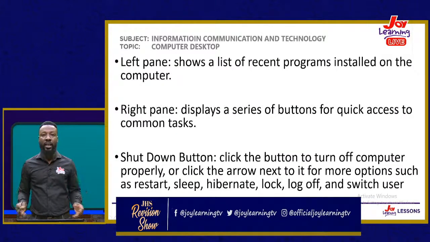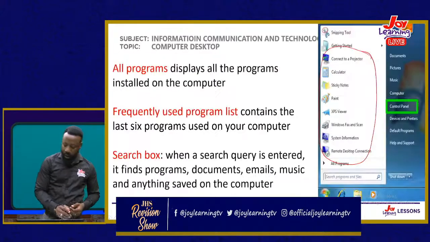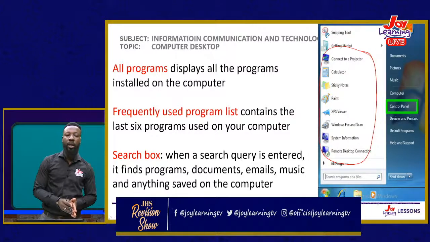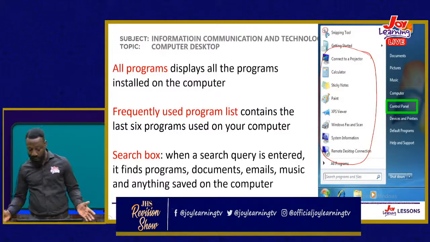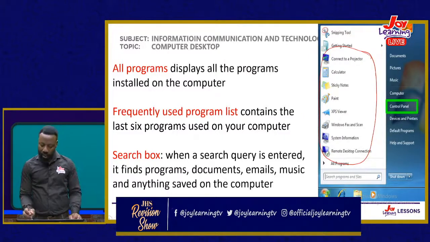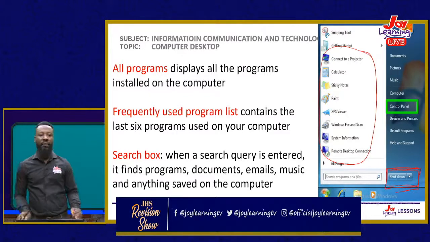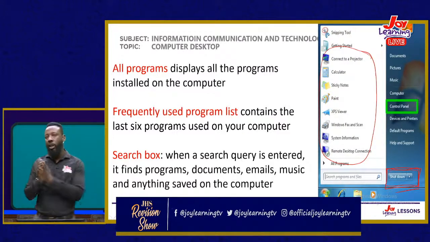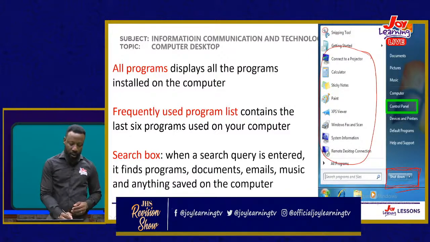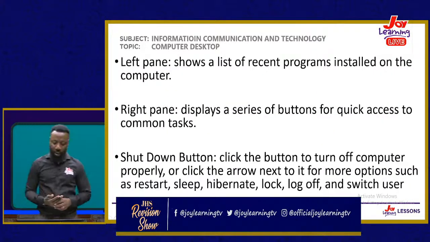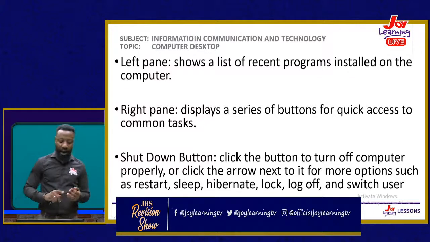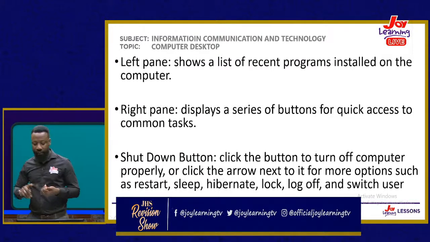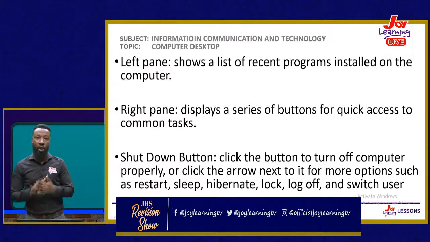Then we have what we call the shutdown button. The shutdown button is located adjacent to the search box. Now when you click on shutdown, it does not shut your computer down automatically, but it gives you options to choose from. Some of the options include restart, sleep, hibernate, lock, log off, and switch user.